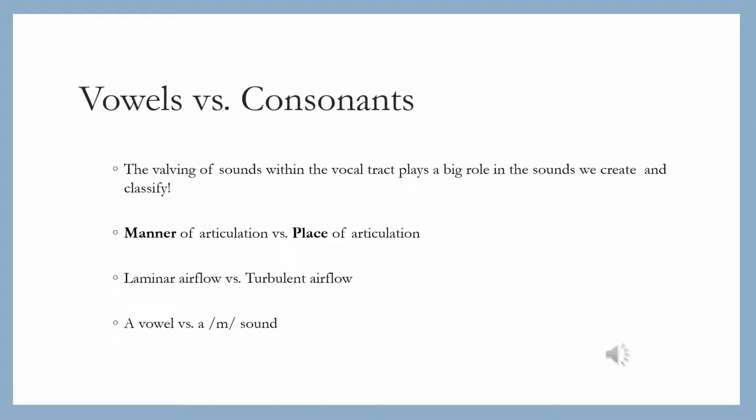An example between those two: a vowel would be more of a laminar airflow. Things are just flowing. When you think about the ah sound, air is just flowing out of the vocal tract with the movement of the articulators to create those vowel sounds. With consonants, there's definitely a lot more turbulent airflow. For example, with the M sound, you'll have more articulator constriction, creating that turbulent airflow. Another thing to think about is fricatives. There's a lot of turbulent airflow going on with those as well.